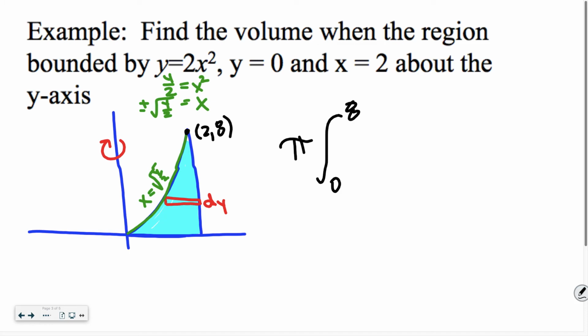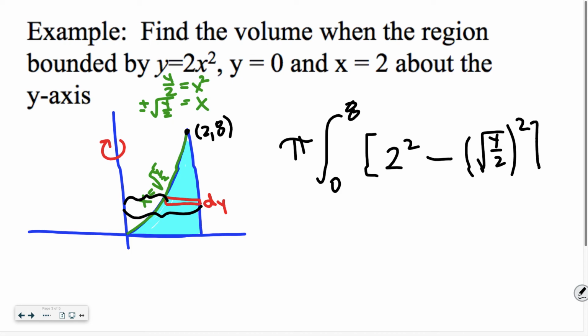So then we have our outer radius would be 2 squared, right? Our outer radius is 2, and we square it, minus our inner radius, which would just be this distance right here, radical y over 2, and then we have to square it. If you write it like this, I'm happy. If you write it as 4 minus y over 2, I'm happy with that too.